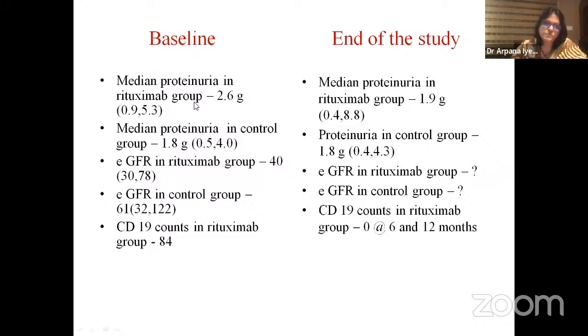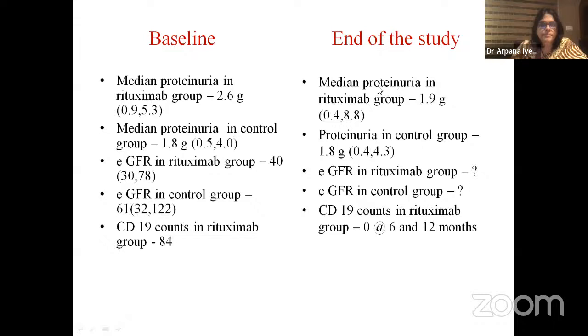Median proteinuria in the rituximab group was 2.6 gram at the baseline, with range from 0.9 to 5.3 gram. And median proteinuria in the control group was 1.8 gram. And eGFR in the rituximab group, median was 40 and the control group was 61. And the CD19 counts in the rituximab group was 84 at the start of the study.